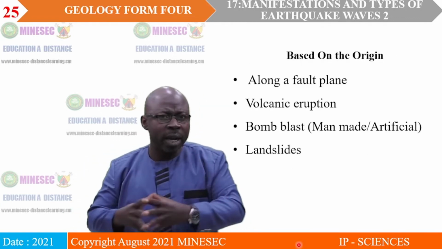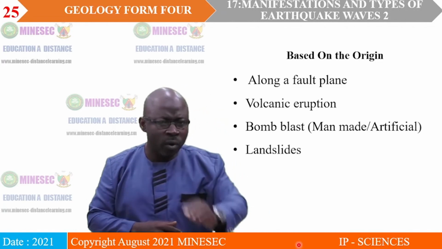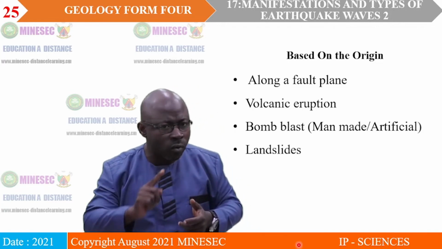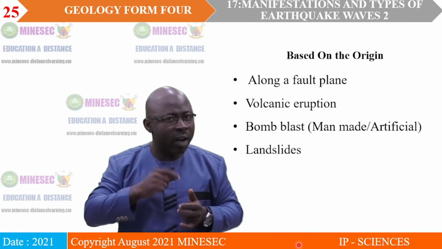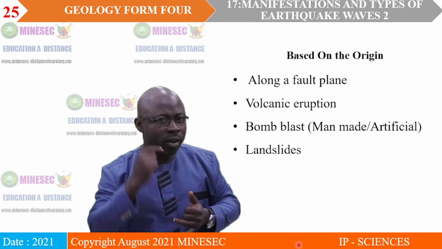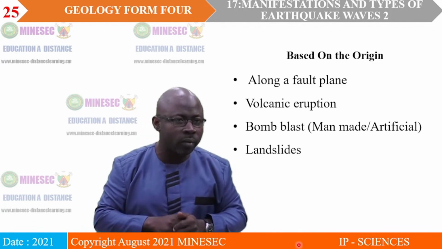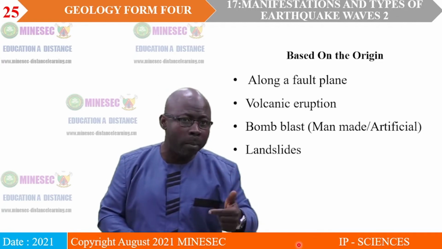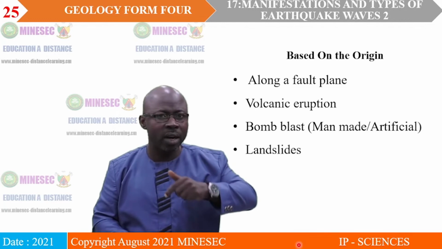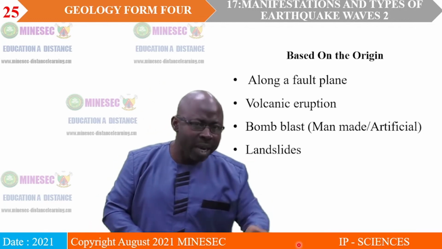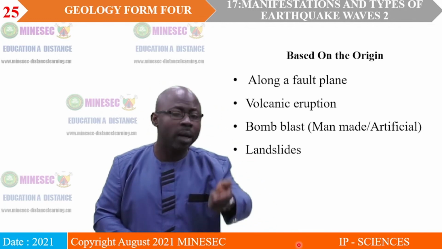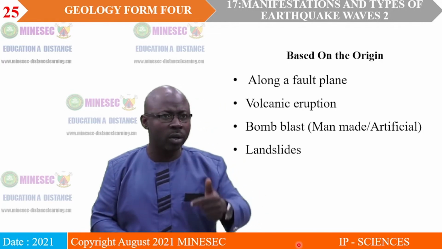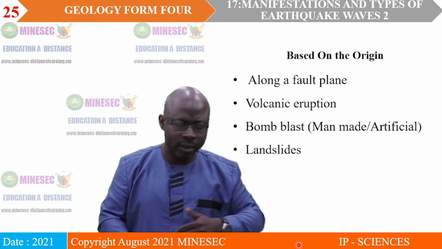Now, based on the origin, we have the following types of earthquakes. We have earthquakes that occur along fault planes. We have earthquakes that occur as a result of volcanic eruptions. We have earthquakes that occur as a result of bomb blasts, which are normally referred to as man-made or artificial earthquakes. And then we have earthquakes that occur as a result of landslides.